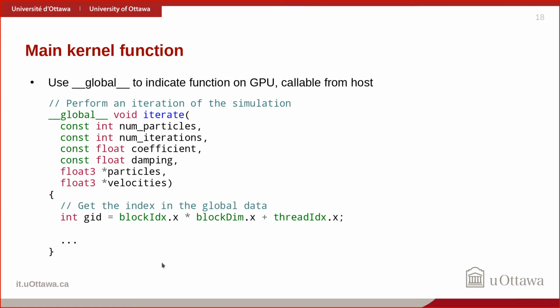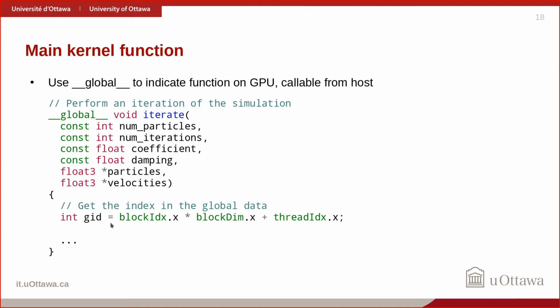And then I synchronize to get the memory from the host to the GPU. And then we have our kernel function. So our kernel function has quite a number of arguments. There's a number of particles, a number of iterations, and then a coefficient for the force. And I also put in damping so that the particles can come to rest. And then we have the memory for the particles and the velocity.